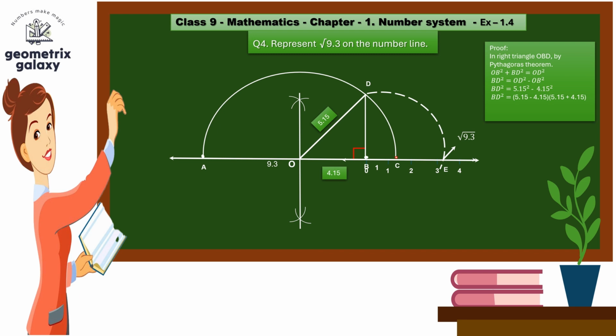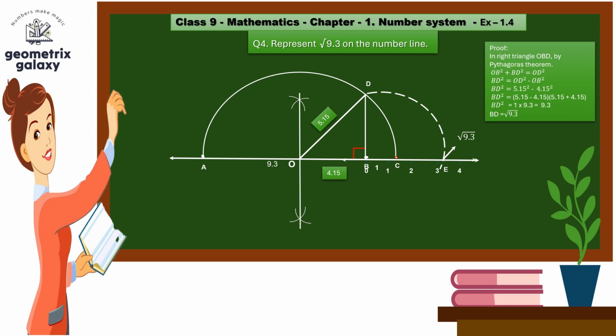What is 5.15 minus 4.15, students? It is 1. 5.15 plus 4.15 is 9.3. So 1 into 9.3 is equal to 9.3. Now BD square is 9.3. What is the measure of BD? So BD is equal to root 9.3. Hence we have proved that the perpendicular distance BD is root 9.3.